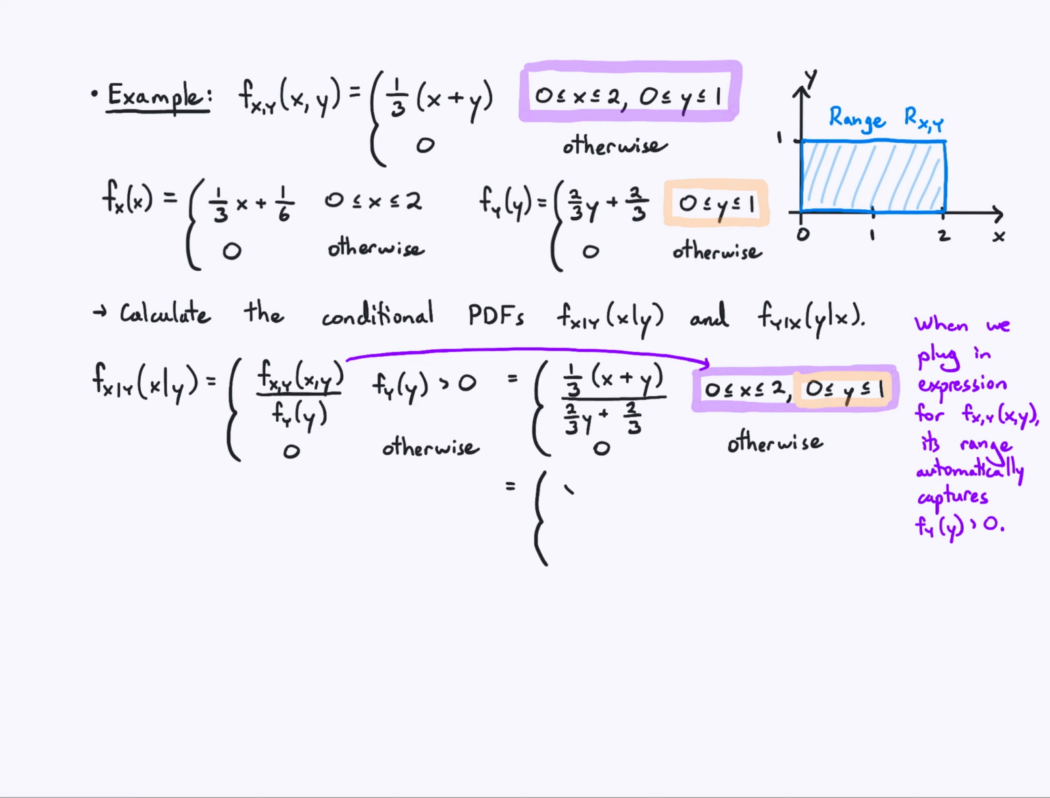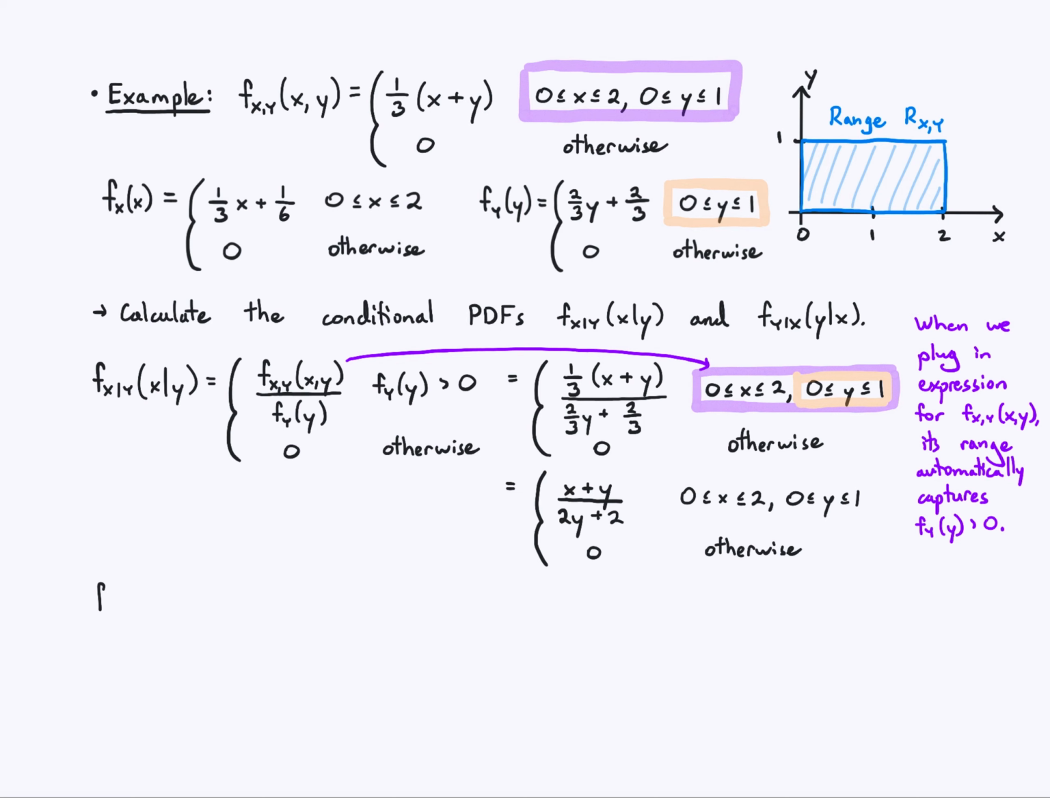Then I simplify this. I just multiply through by 3. I get x plus y divided by 2y plus 2, in the range 0 to 2 for x and 0 to 1 for y. Maybe the one takeaway from this is that instead of worrying about how to work out when f of y is greater than 0, just remember that when you're working out the conditional PDF, it will always have a statement that is identical to the range statement of the joint PDF. And if you just put that in there, you'll be fine.